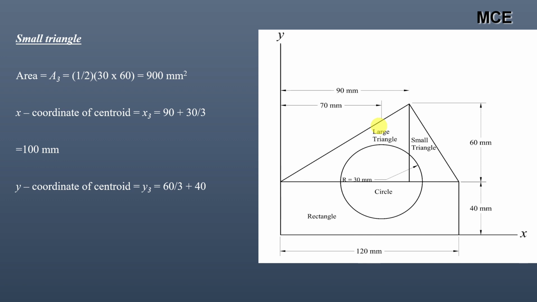Similarly, the y coordinate of the centroid for this small triangle will be first 60 divided by 3 plus 40 mm, because we are measuring the centroid from the base. So it will be 60 divided by 3 plus 40 mm, which is equal to 60 mm. Always remember that if you take the centroid of the triangle from the apex, it will be 2h by 3, and if you take it from the base, it will be h by 3. In our case, we take it from the base, so it will be 60 divided by 3 plus this 40 mm, which is equal to 60 mm.